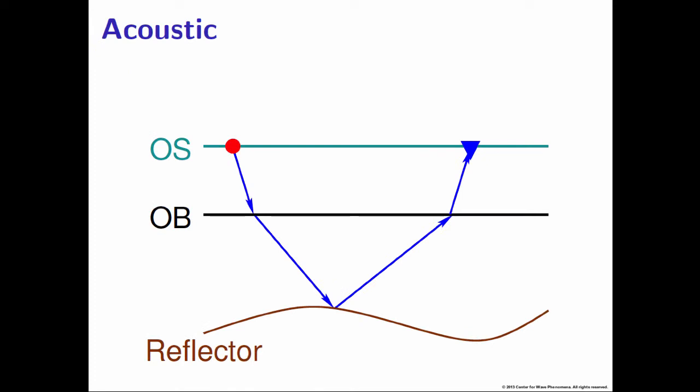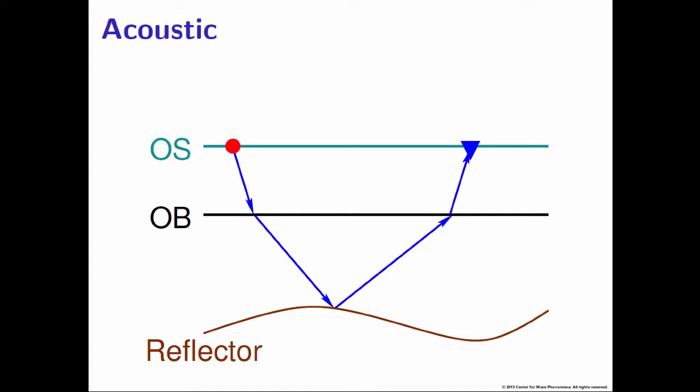Conventionally, we have both the source and the receivers near the ocean surface. I will use a red dot to represent the source and blue triangles to represent receivers. And in the following slides, I will follow the convention of using OS to represent the ocean surface and OB to represent the ocean bottom. So this is a typical ray path of an acoustic wave field. In this case, we can only see P waves.